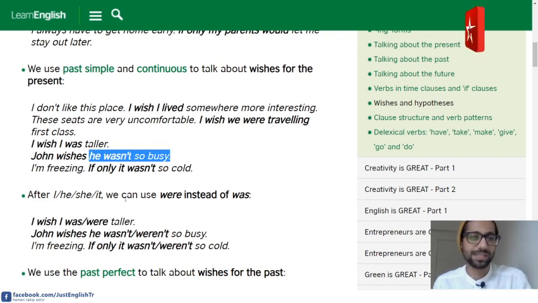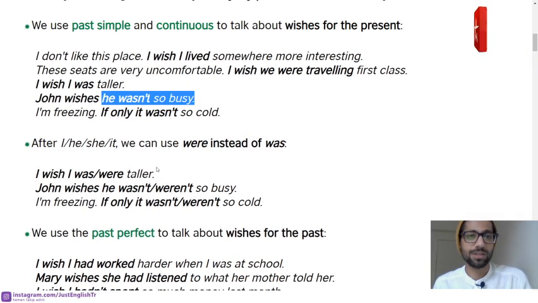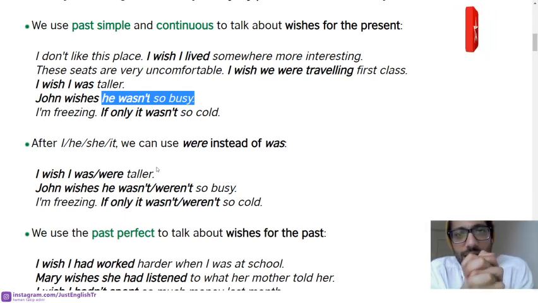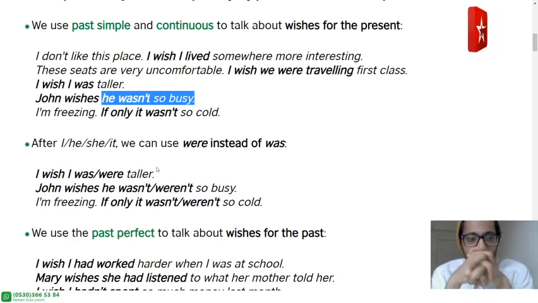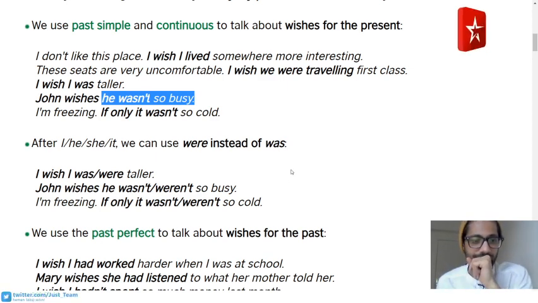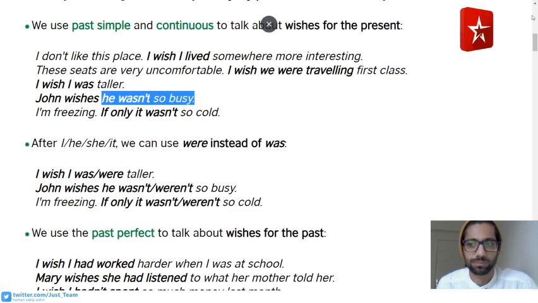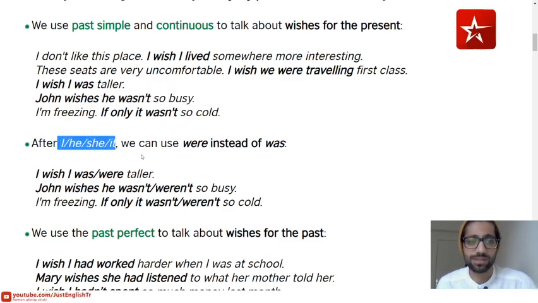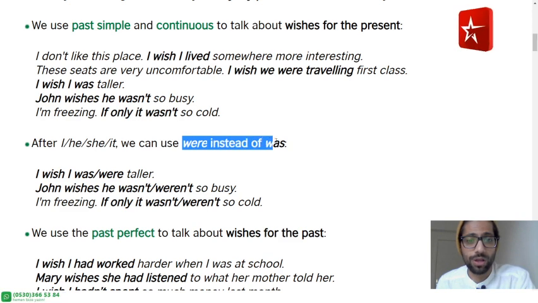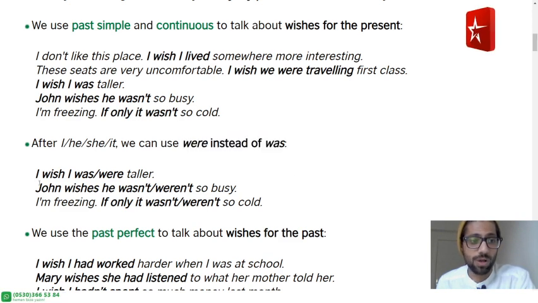So when you speak, basically guys, you will get used to the fact that you are combining the grammar all together. Okay, so it will not be quite difficult for you, I guess. So here you've got I, he, she, it. This is something very obvious, something you know, I am sure, as an intermediate student. Were instead of was. So I wish I were taller.